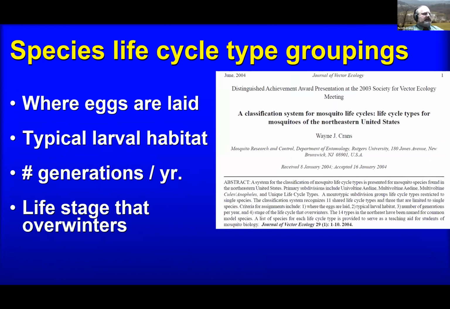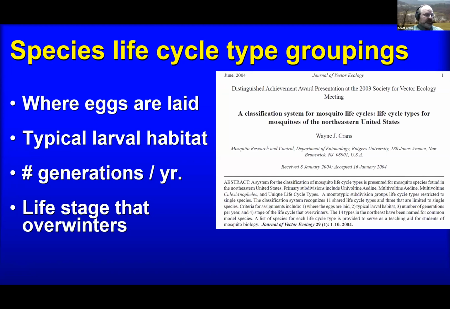So we proposed this concept of species life cycle really as a teaching tool for mosquito biology. And what we realized is if we group the different mosquitoes that we have in the state on these 4 criteria, where the eggs are laid, the typical larval habitat where the mosquitoes develop, the number of generations per year that the mosquito goes through, and then the life stage that overwinters, you get a fairly concise and condensed grouping of the mosquitoes here in the state.